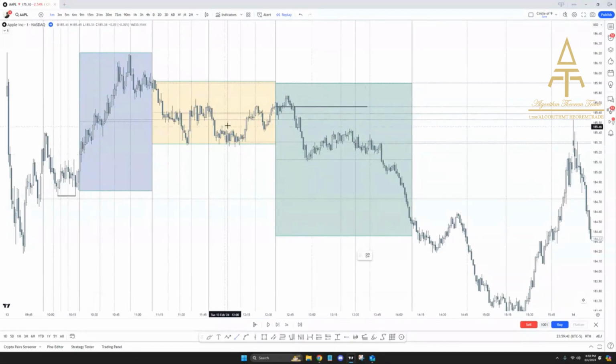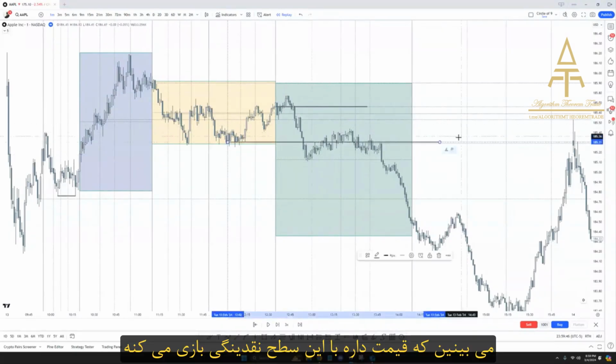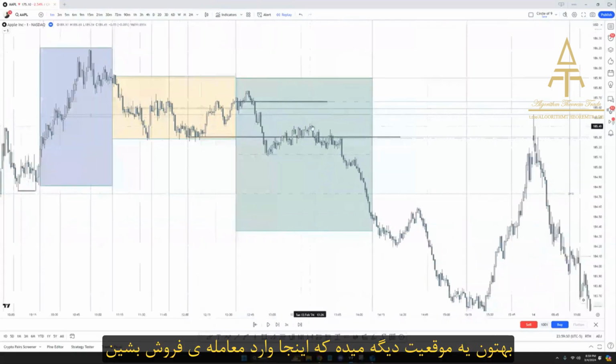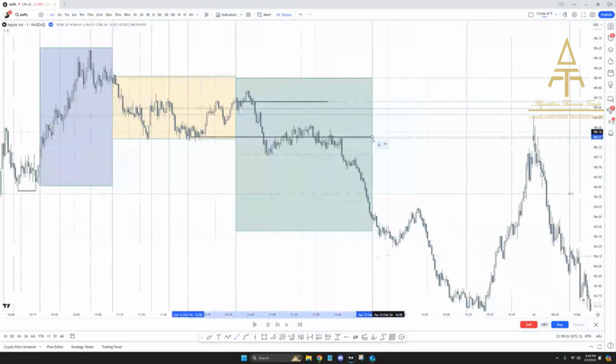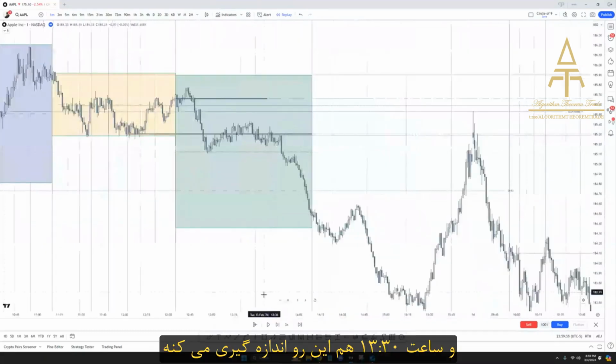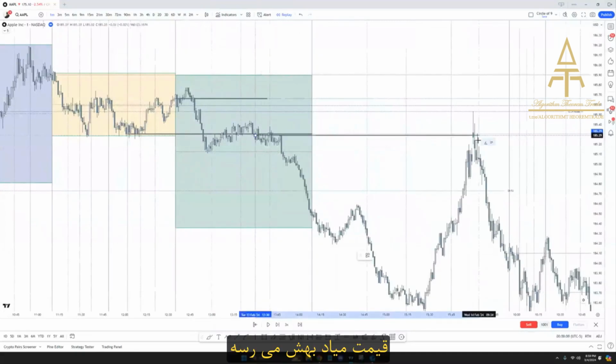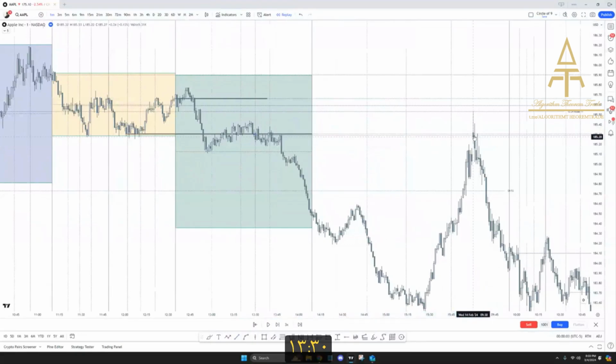1202 candle. Same thing. Opening price down here. You see how price is playing around with that liquidity level? Gives you another chance to short here. And then 1330 will measure that as well. Price goes to that opening the next day. 1330, as well as the 1034.